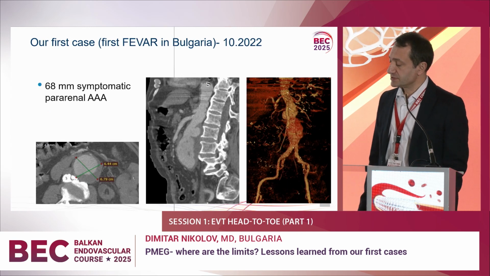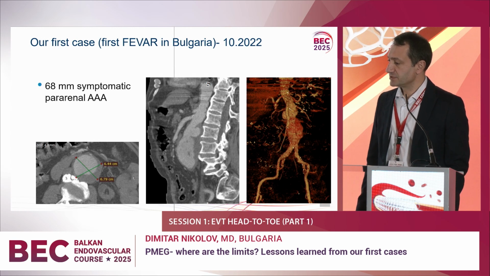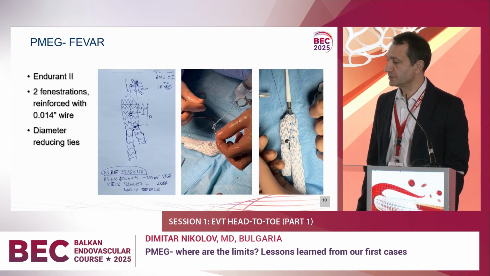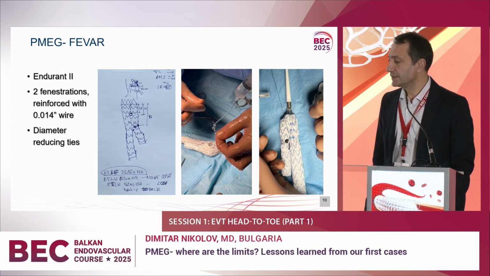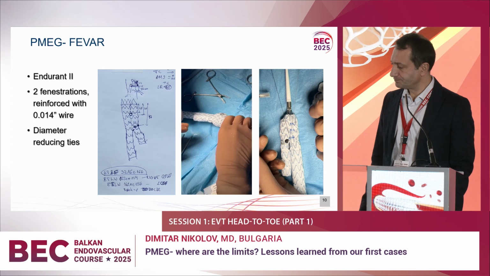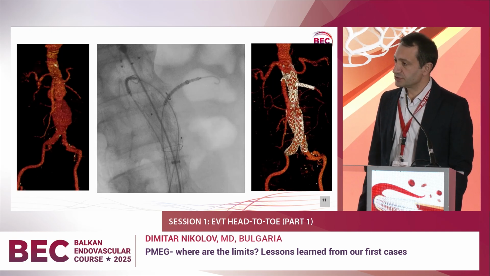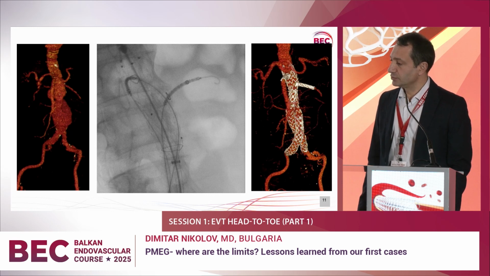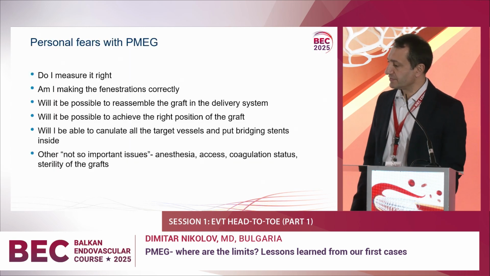This is our first case, done 2.5 years ago, of a 68 mm symptomatic pararenal aneurysm. We used an Endurant 2 graft with 2 fenestrations reinforced with the tip of a 014 wire, and also used reduction ties on the back of the graft in order to make some rotation and adjustment of the graft possible during the implantation. This is the final result.